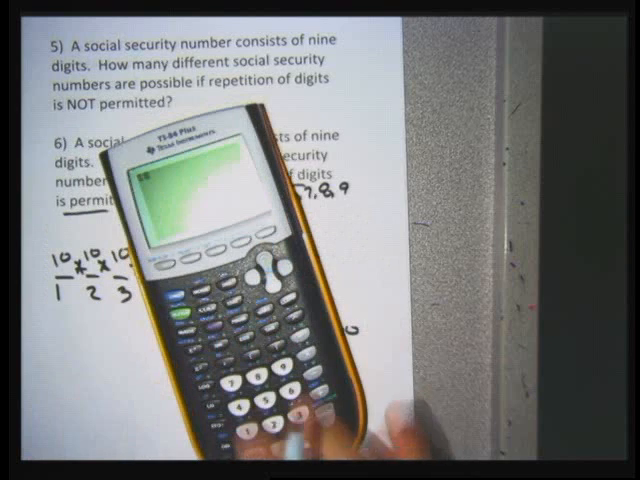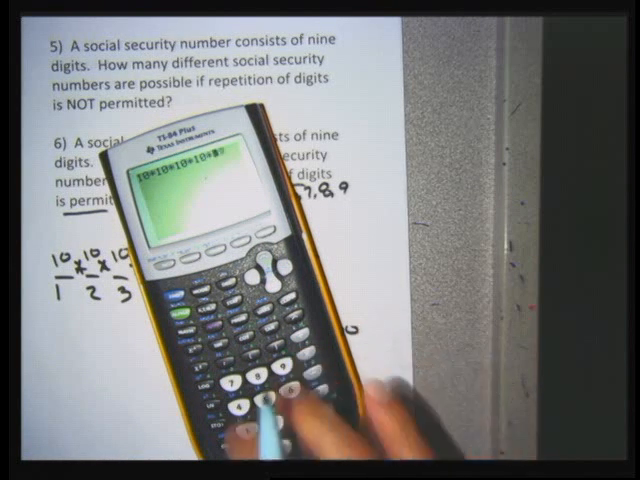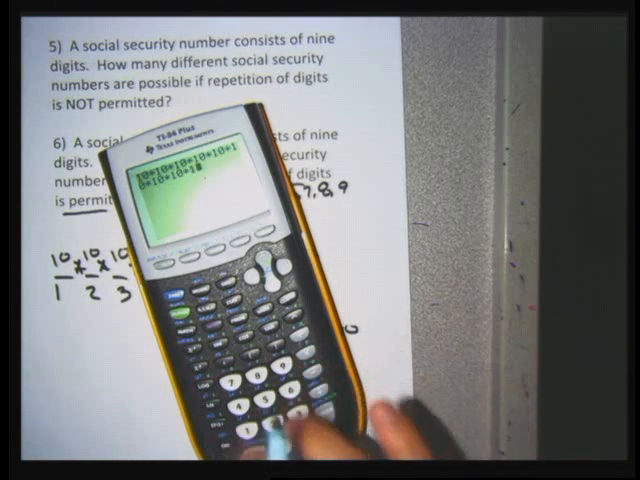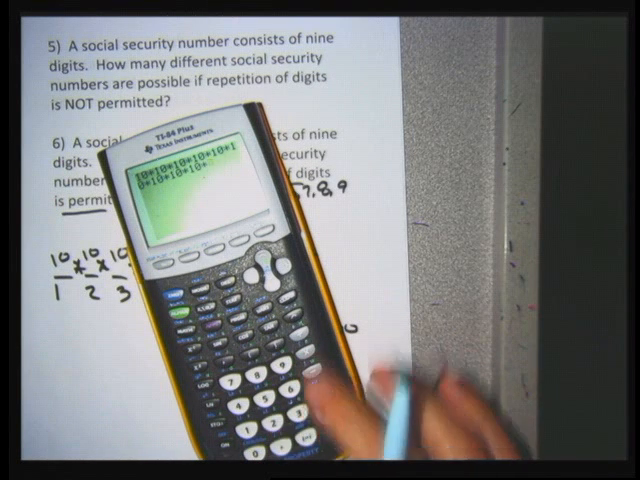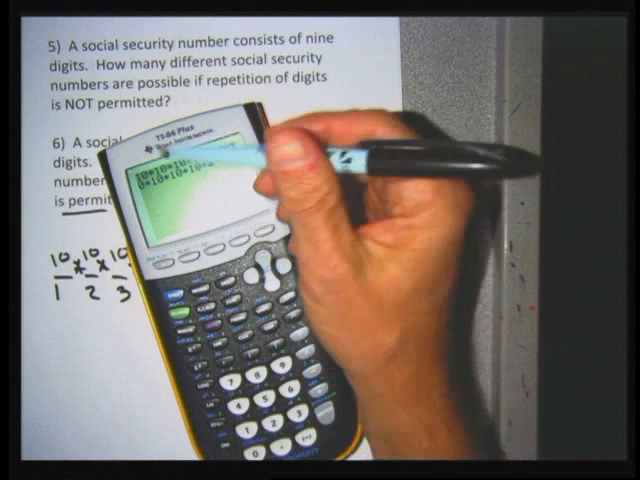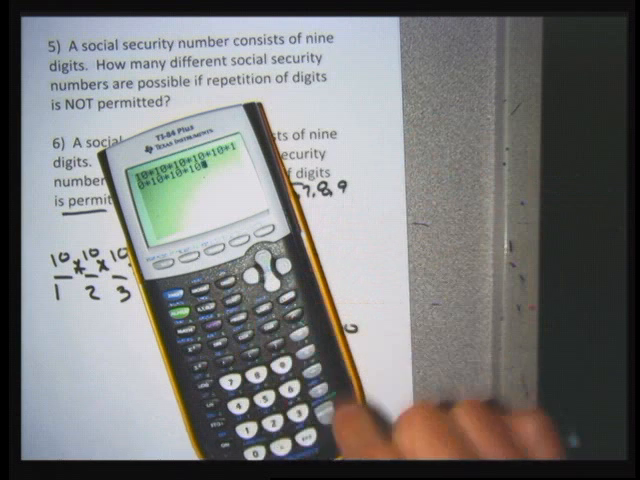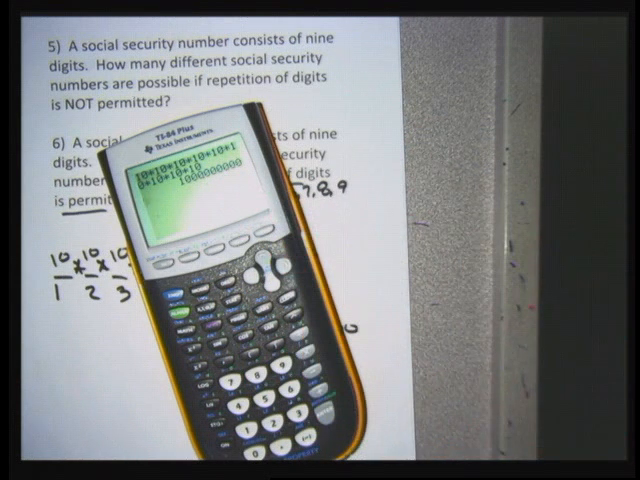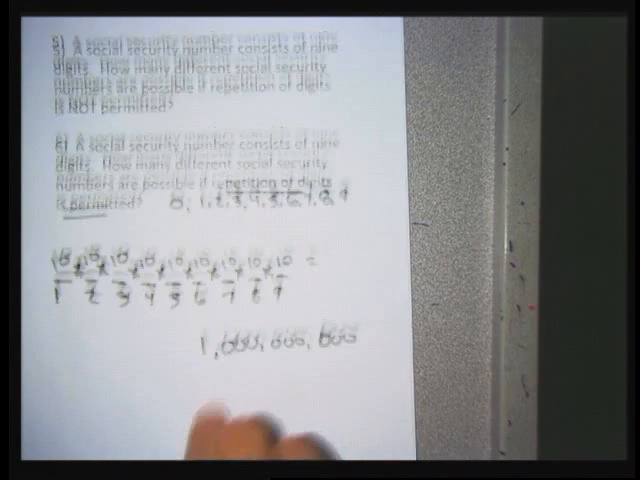Let me try that. 10 times itself 9 times. 2, 3, 4, 5, 6, 7, 8. I think I have 9. Oh, it tells me I'm wrong. 9. 1, 2, 3, 4, 5, 6, 7, 8, 9. Just delete that. And I get that 1, and then there's 3, 6, 9 zeros. Yours is quite a bit smaller for a number, and it won't be easier to write because it won't have all those zeros to track down.